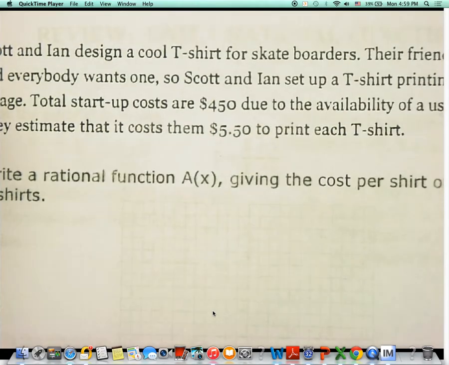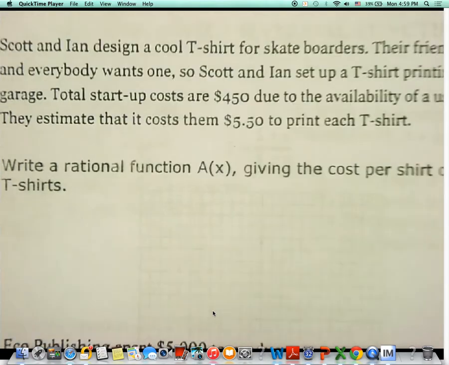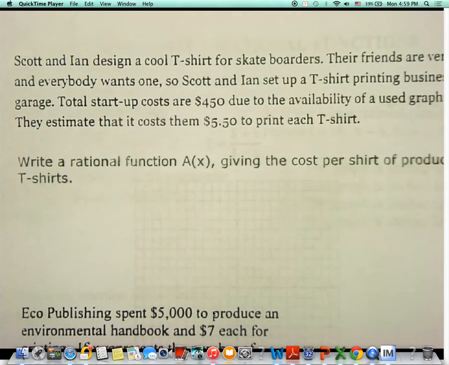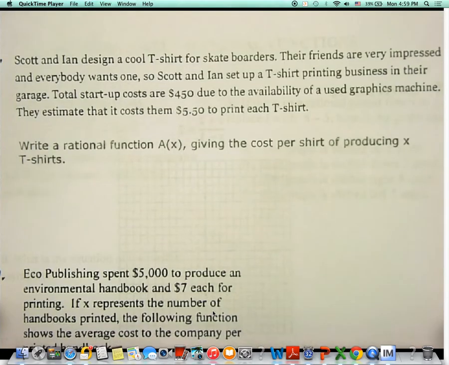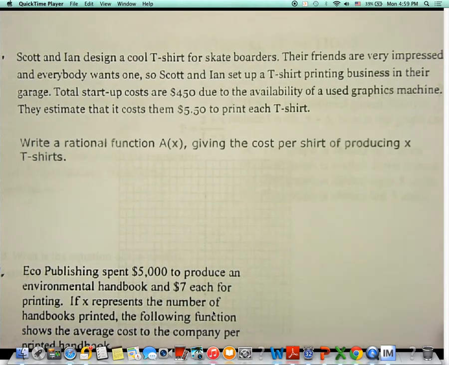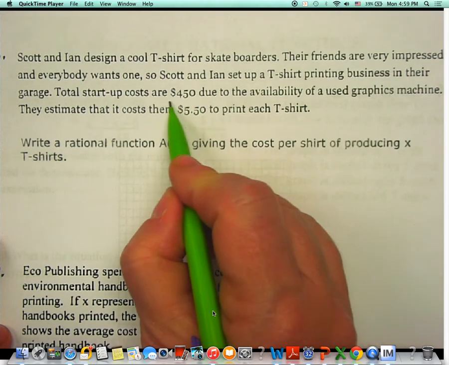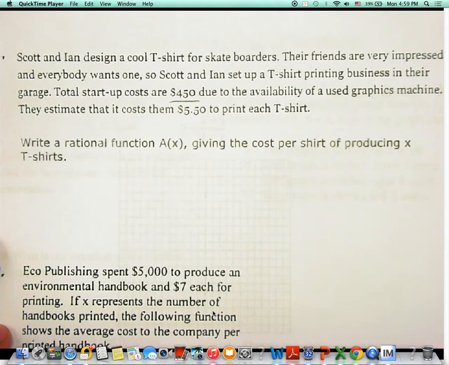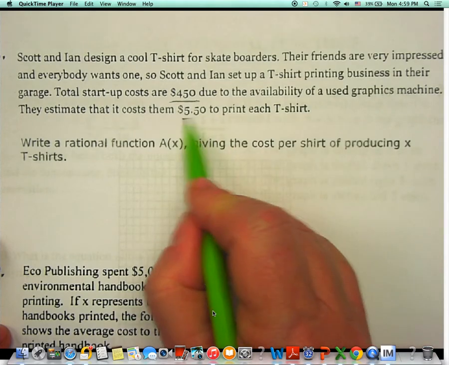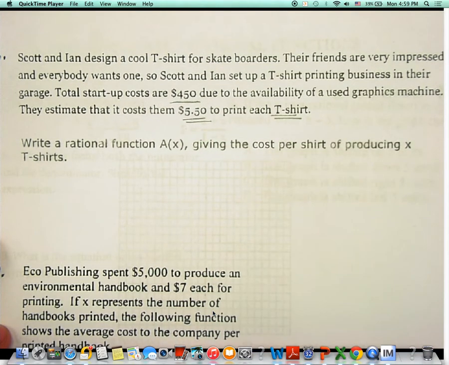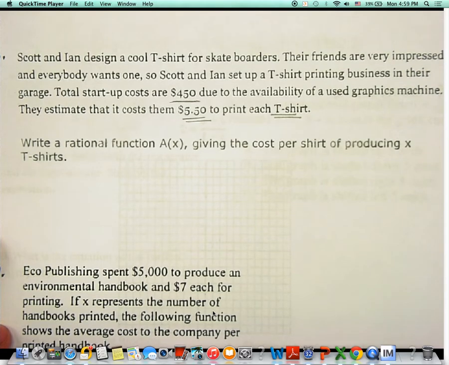Okay, 16. Scott and Ian design a cool t-shirt for skateboarders. Their friends are very impressed and everybody wants one. So Scott and Ian set up a t-shirt printing business in their garage. The total startup costs are $450 due to availability of a graphics machine. They estimate that it costs $5.50 to print each t-shirt. Write a rational function A of X, giving the cost per shirt of producing X t-shirts.